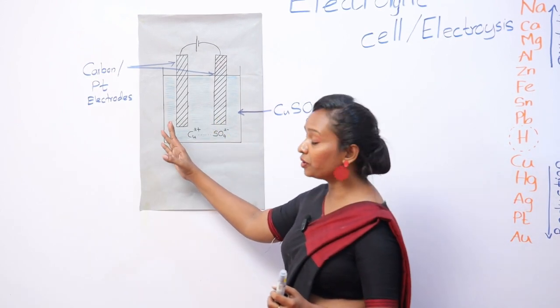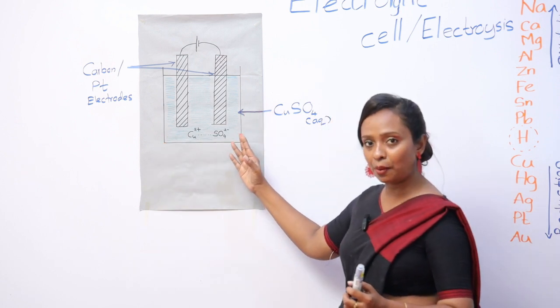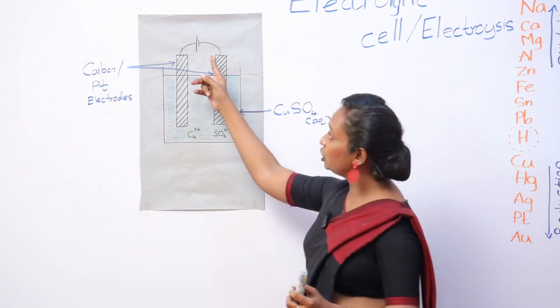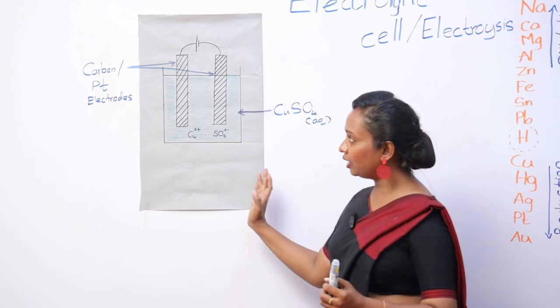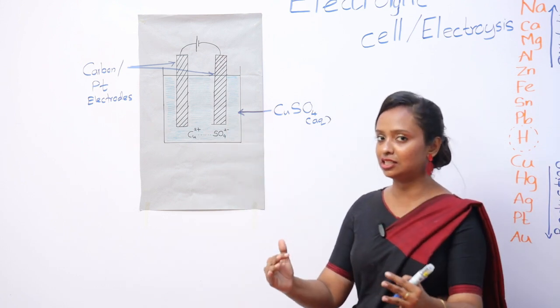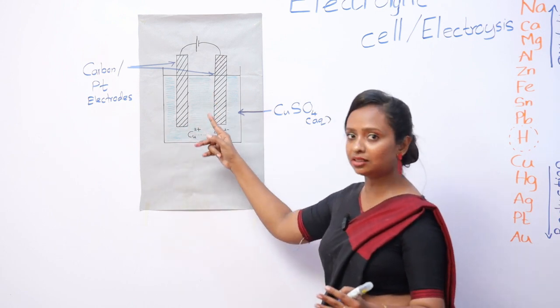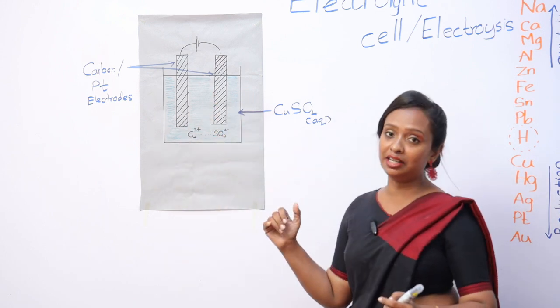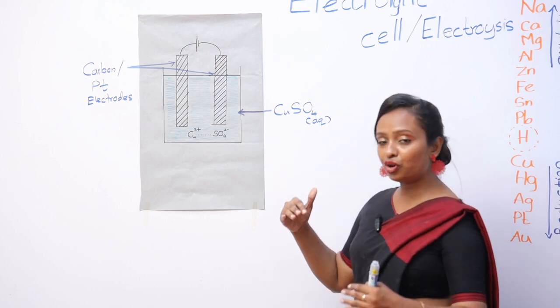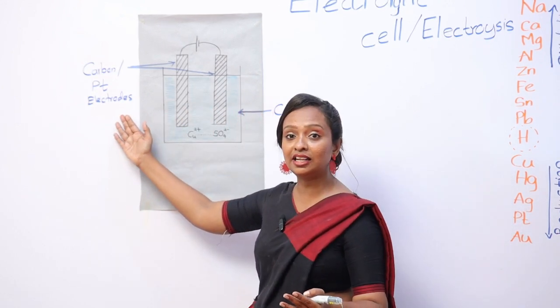Here, I have provided electricity to the aqueous copper sulphate solution using a dry cell. I want to provide electricity to this solution. This solution can conduct electricity because it is an ionic compound. So, see what the electrodes are.